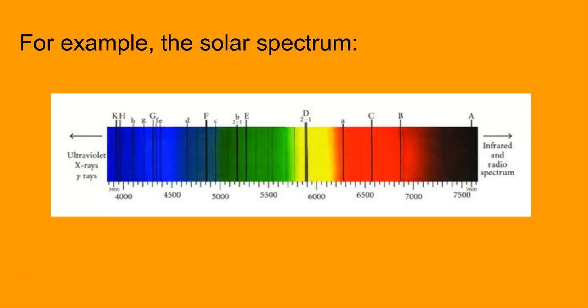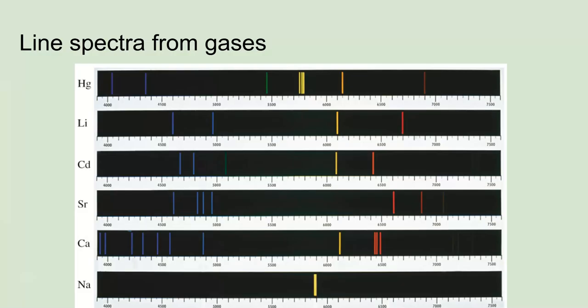And then you've got a small amount of other trace gases, and you can tell all that from the spectrum. We can't drive out to the sun, take a cup of sun and bring it back and analyze it. So what we do is we analyze the starlight. That's the only way we can analyze anything from space, by analyzing the spectrum from it. It's pretty cool. Now here's some classic spectra from some pure gases. You've got mercury and lithium, cadmium, strontium, calcium, sodium.